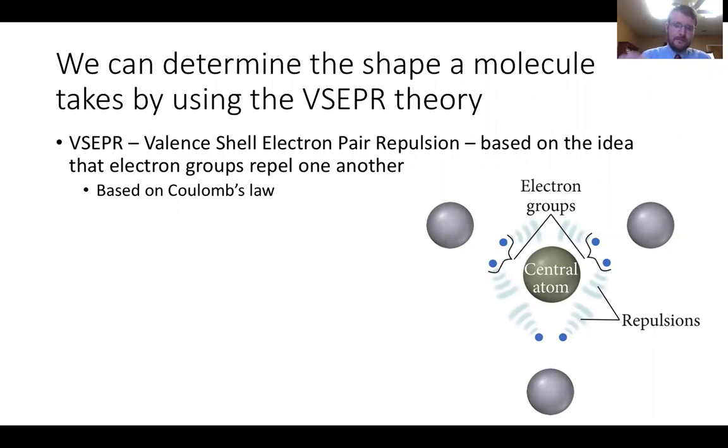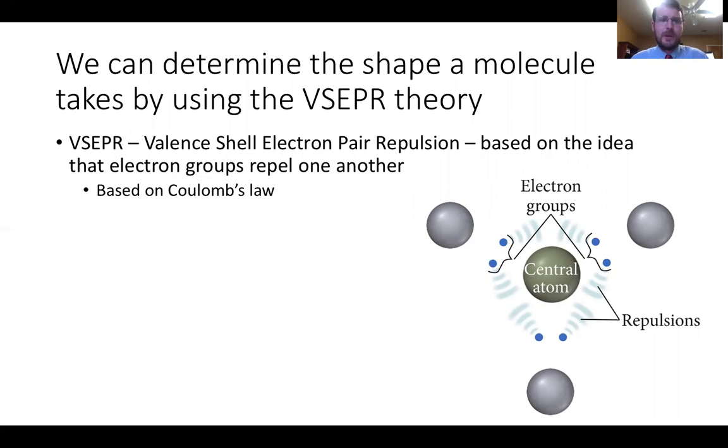So this model is based on repulsion. How can we get the maximum amount of separation possible? Because we can't separate too much, otherwise we won't be in a compound, or in a molecule, but we want to make sure that we have as much separation as possible. And what we're going to see is that determining what type of electron group we have will determine what shape we're actually going to look at.